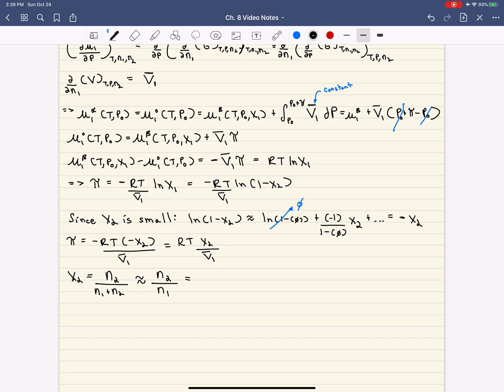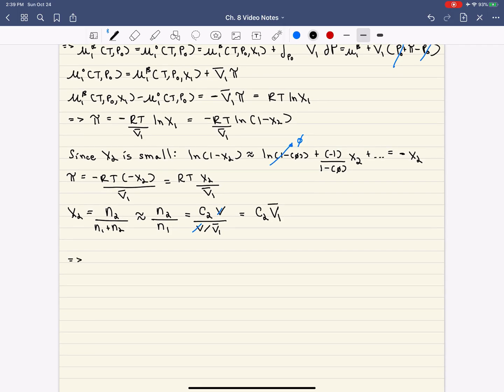Now for each of these moles, the moles of the solute is going to be equal to our molar concentration, C2, times the total volume of the beta compartment. And for N1, we could write that in terms of the partial molar volume of the solvent. And so that would just be V divided by V1 bar. These V's cancel, and so we get that x2 is approximately just equal to C2 times V1 bar.